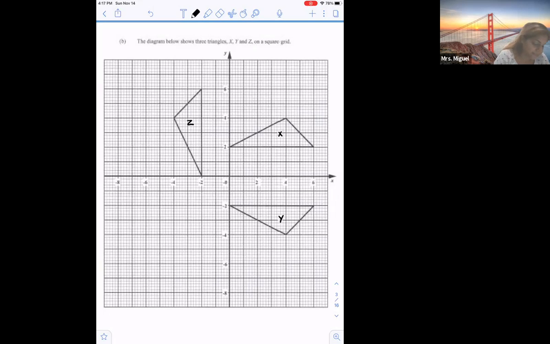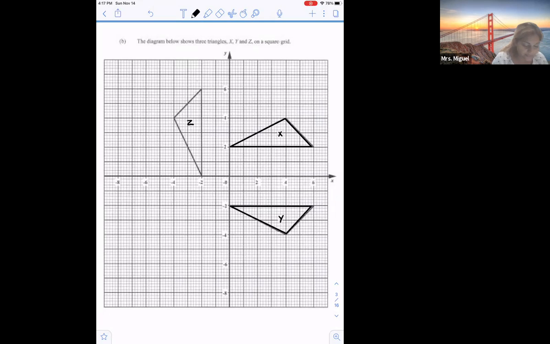So this triangle is mapped onto this triangle by reflection. What is the mirror line?